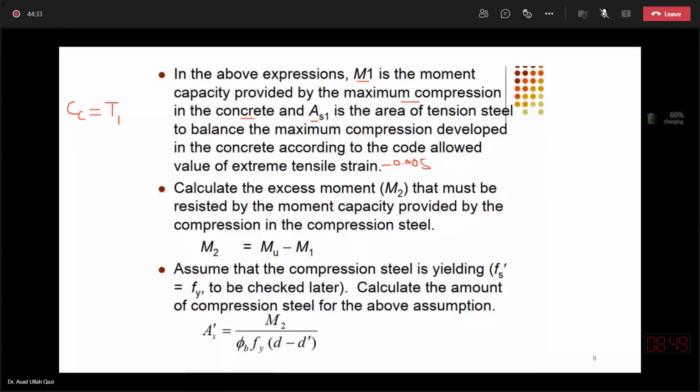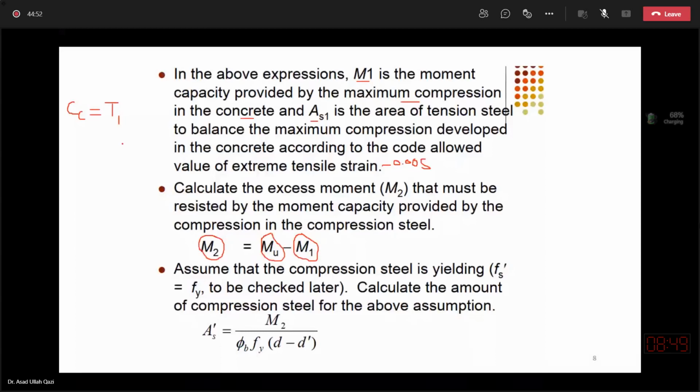Now, in reality, my Mu is greater than M1. And the surplus moment, which I am unable to resist by making only a couple between steel and concrete, will be M2.